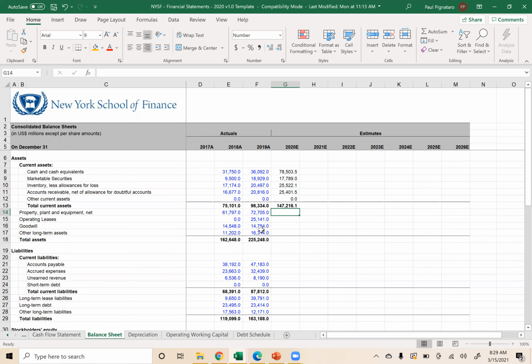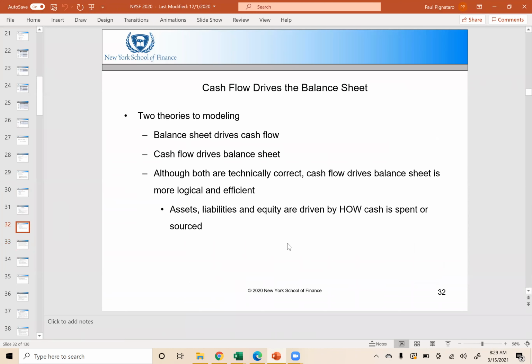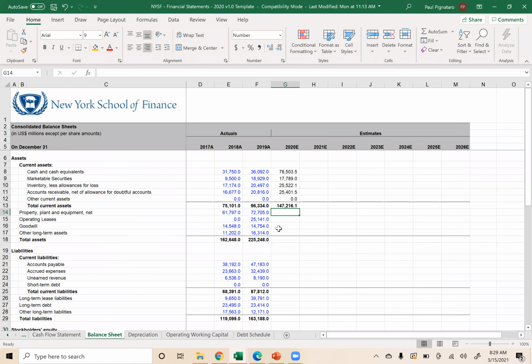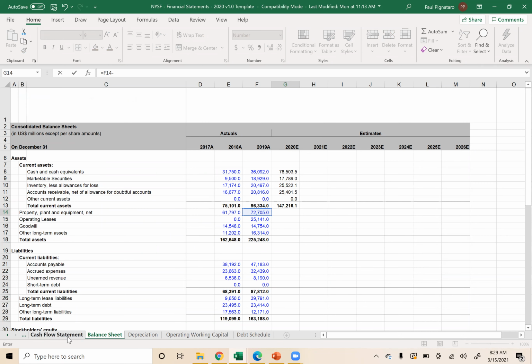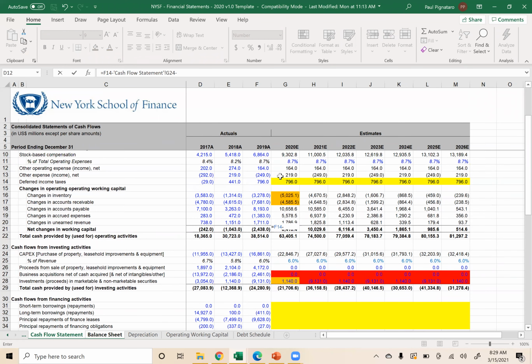As we mentioned in the slides, where are our slides? Property, plant, and equipment is driven from at least these two line items: capital expenditures and depreciation. So property, plant, and equipment is going to equal the balance from the year before and the two line items, capital expenditures and depreciation.